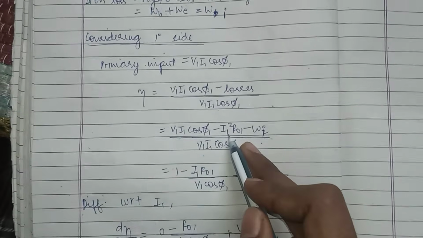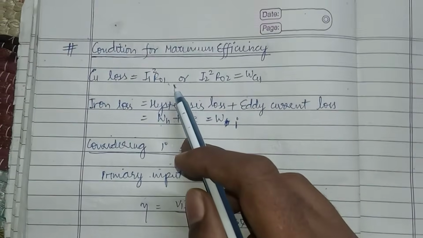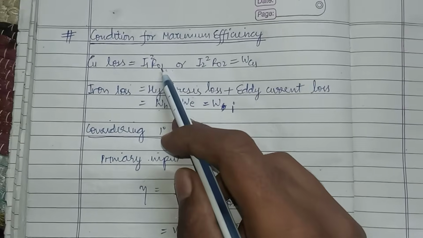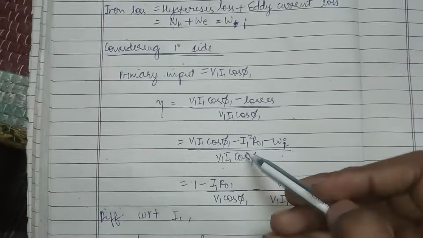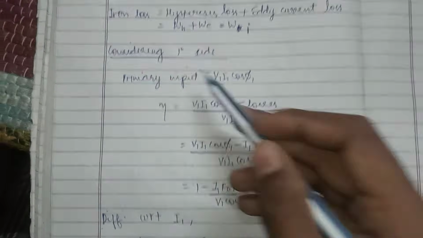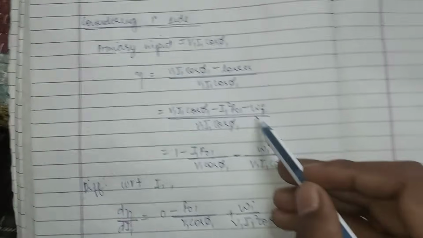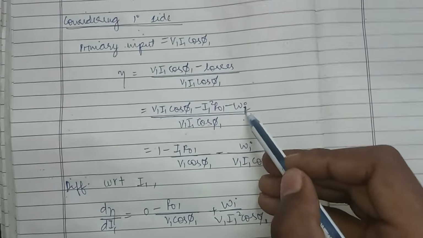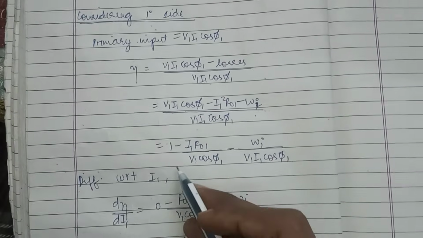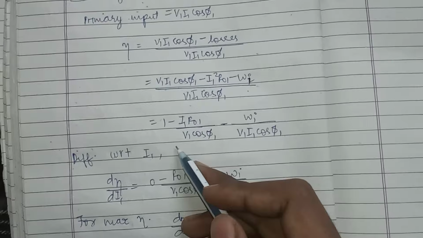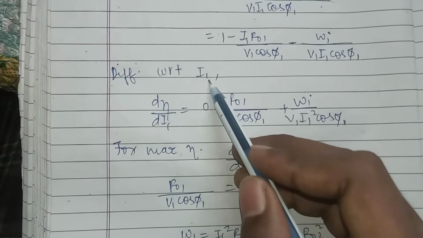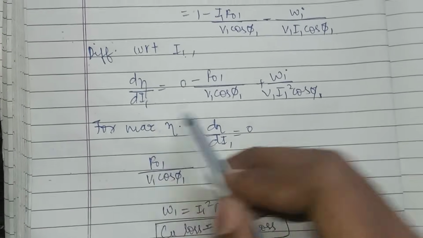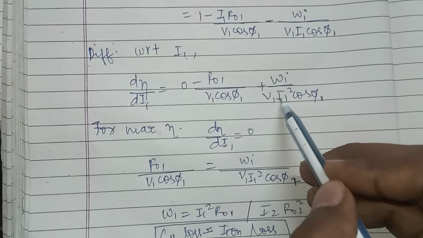Now what is copper loss? We have already seen that I1 square RO1 is our copper loss. Why are we taking RO1 and I1? Because we are studying our primary side now. And WI means iron loss. So after simplifying we'll get this. Now, simply differentiate with respect to I1. After differentiating we'll get this relation. You all know simple differentiation.